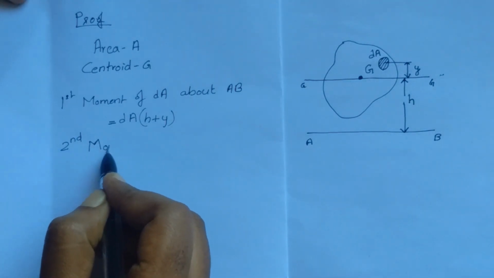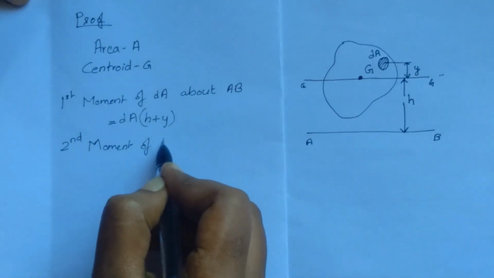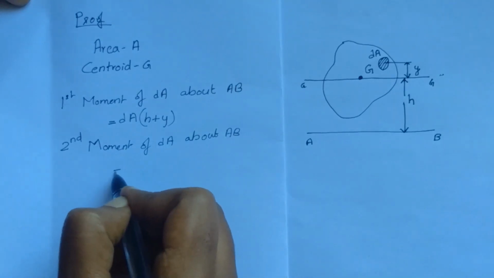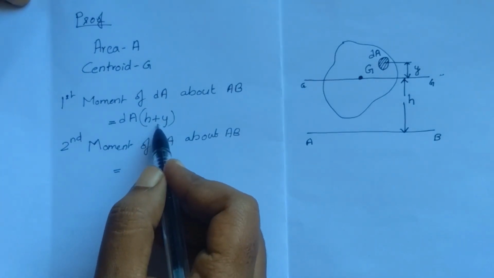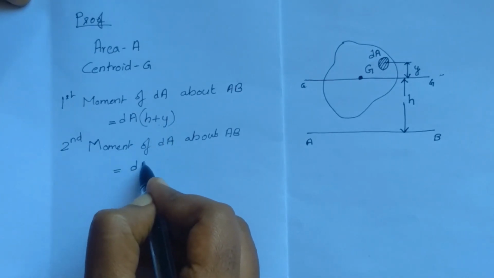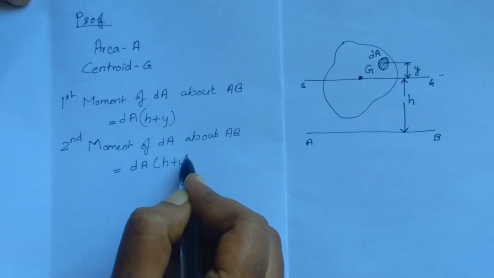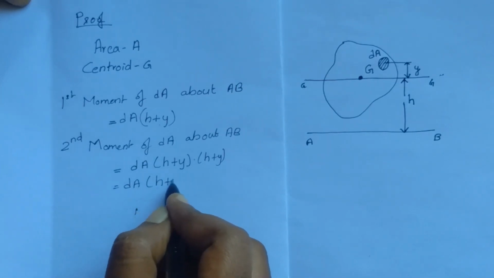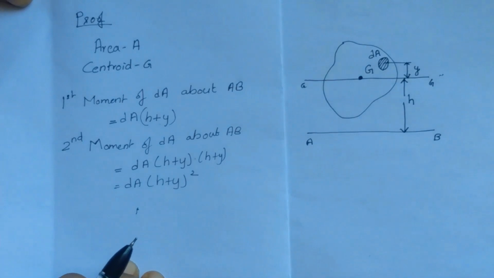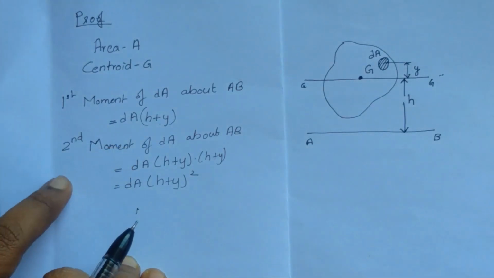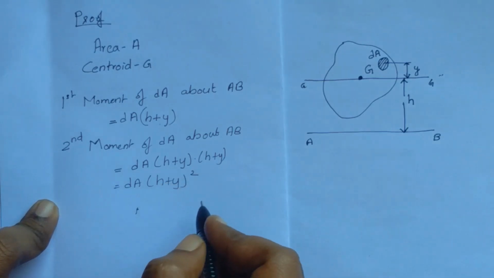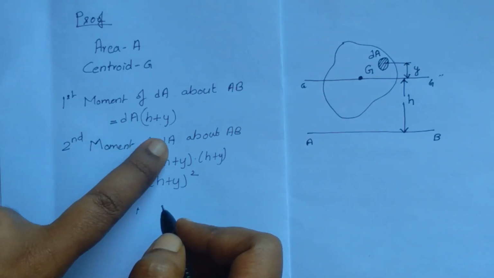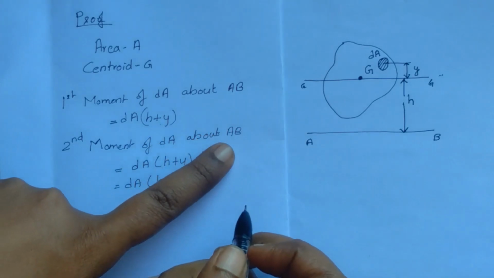Now, the second moment of the elemental area dA about AB. How will we take the second moment? You have to multiply this moment value, the first moment value, again with the perpendicular distance: dA into h plus y into h plus y. That is dA into h plus y the whole square. The second moment of an area is nothing but the moment of inertia. So this is the moment of inertia of the elemental area dA about the axis AB.